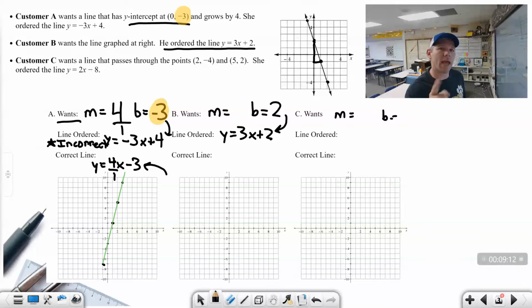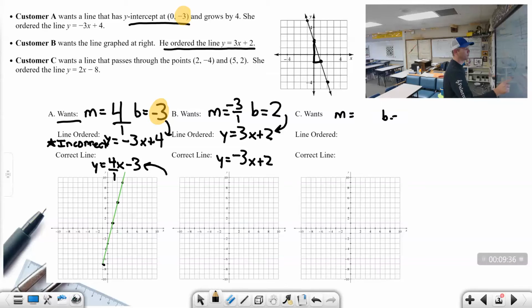But what direction is this line headed? This line is going down. If this line is going down, then I need to include that it has a negative slope. That means the correct line, y equals not positive 3x, but negative 3x plus 2. Okay? Go ahead and pause the video so that you can graph that line.